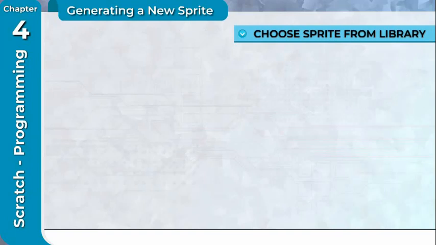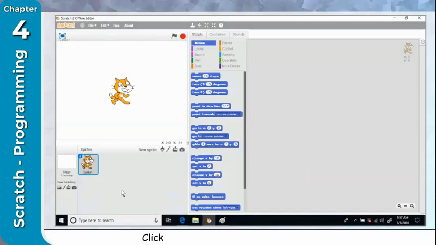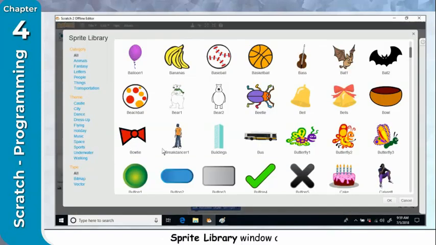Choose Sprite from Library. Scratch provides access to different collections of graphic files that you can add to your Scratch applications as sprites. Click on the Choose Sprite from Library button. The Sprite Library window appears. Select the category for the sprite. By default, All is selected. Click on the sprite you want to add.